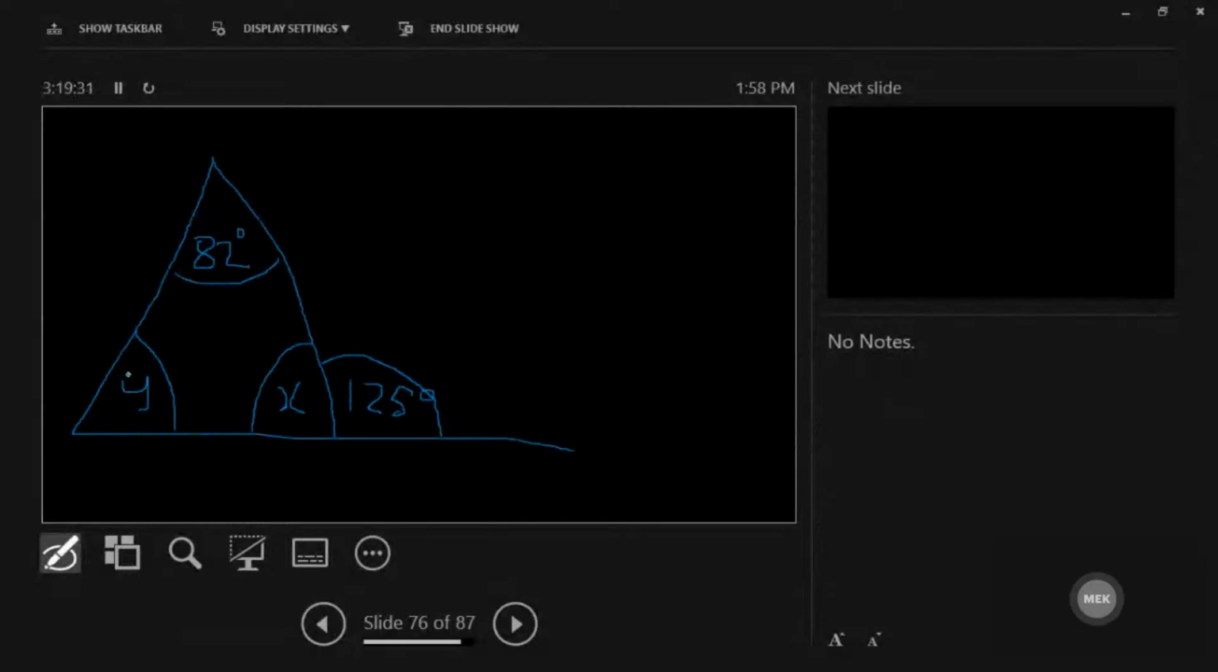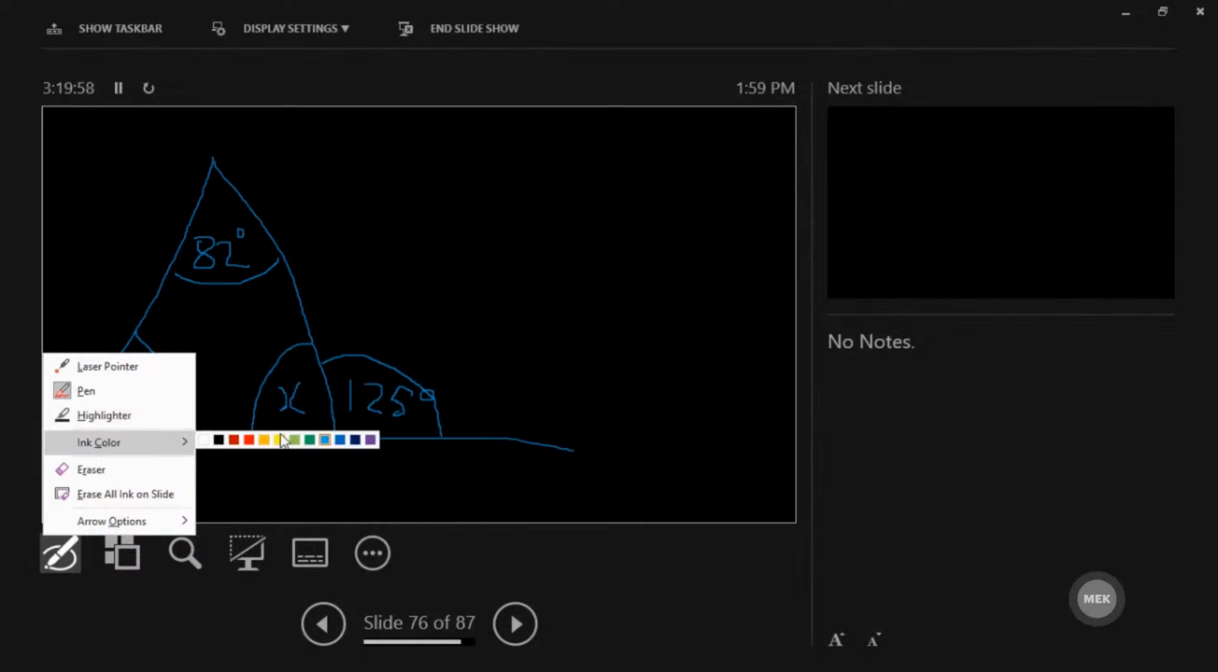So since these two add up to give this, we can find y by subtracting the 82 from the 125. And if we didn't find x yet, when we find y, we could add these two and take it from 180 to find x. Let's do it the easiest way.